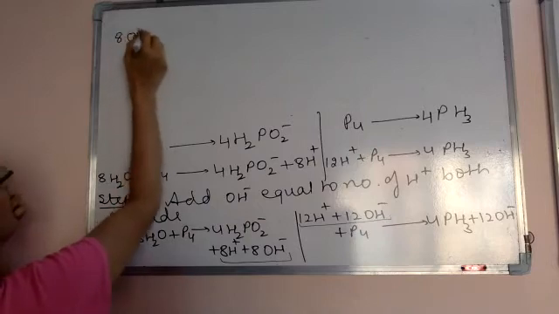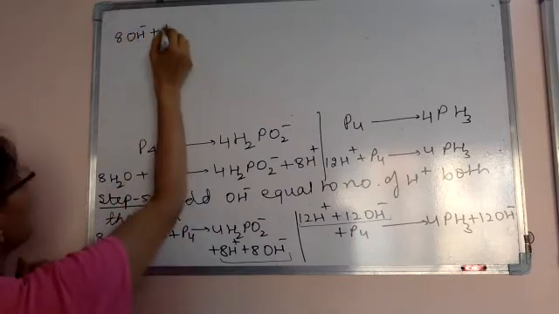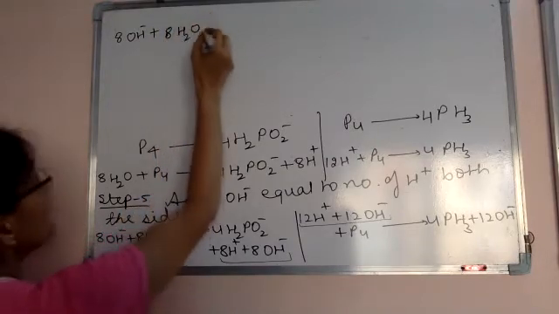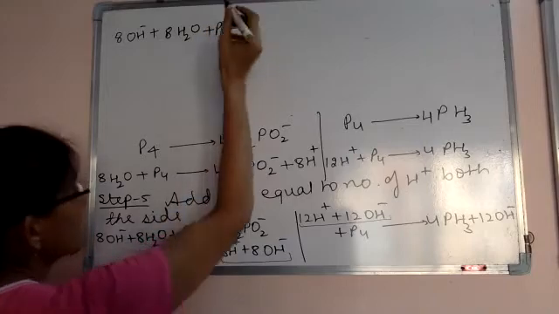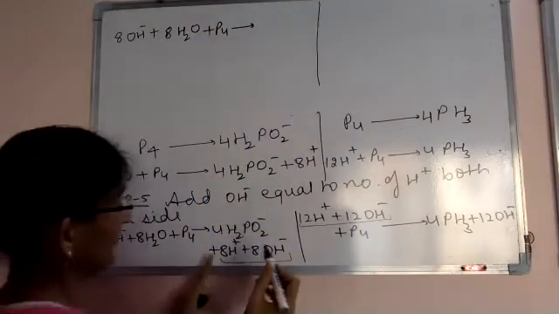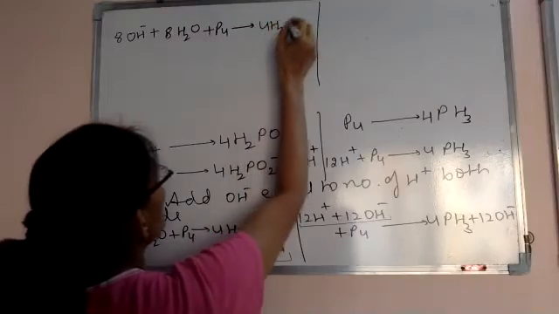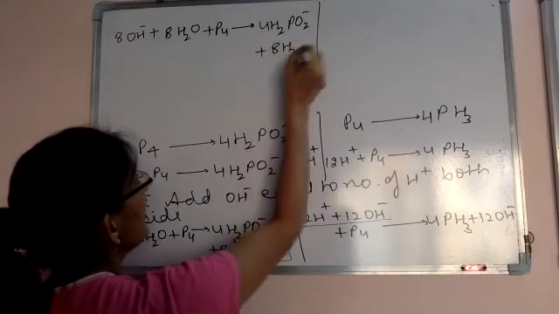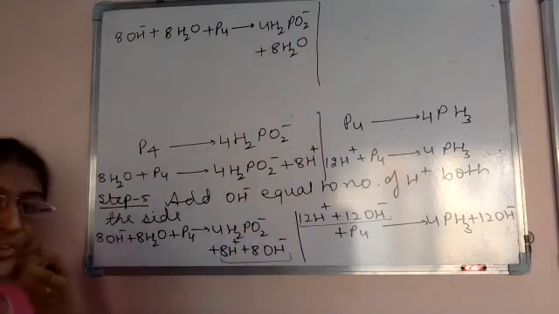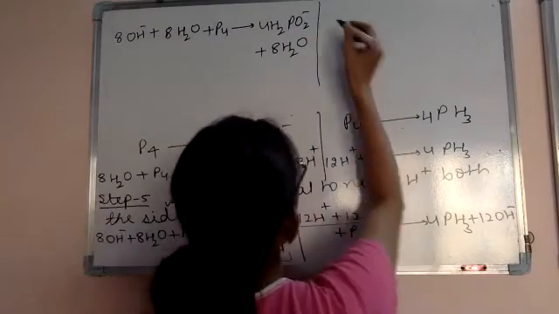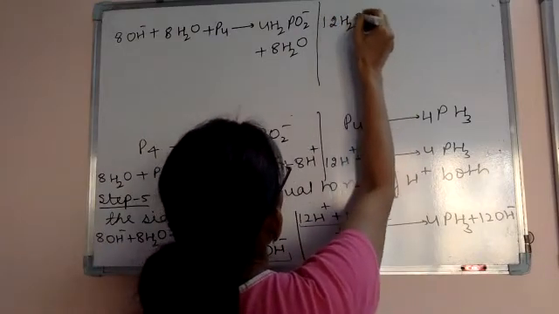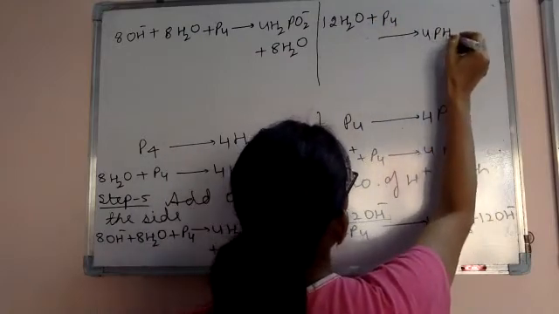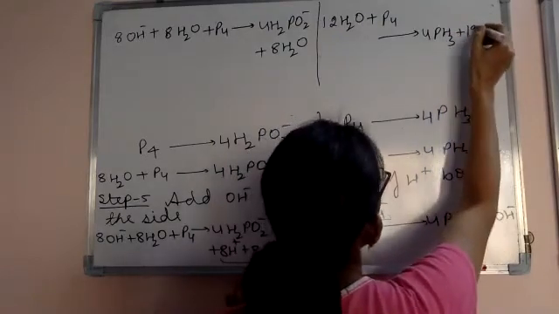8OH minus plus 8H2O plus P4 gives 4H2PO2 minus. Now in place of these two, what will we write? Instead of 8H2O we write 8H plus 8OH minus, and here also 12H plus 12OH minus we can write 12H2O, plus P4 gives 4PH3 plus 12OH minus.